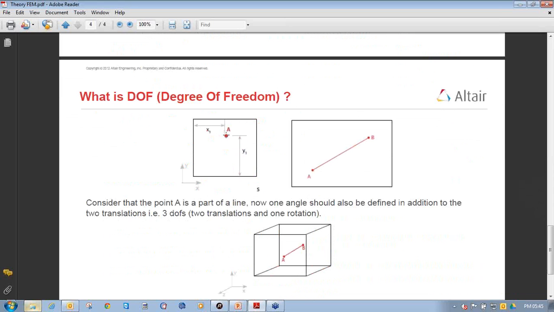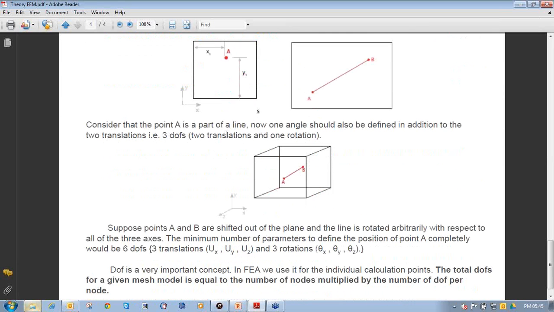Now consider that point A is a part of a line. To define a line completely in space, we require one more angle in addition to the 2 translations, that is 3 degrees of freedom: 2 translations along x and y, and 1 rotation, that is the angle or the axis around which it is rotated.